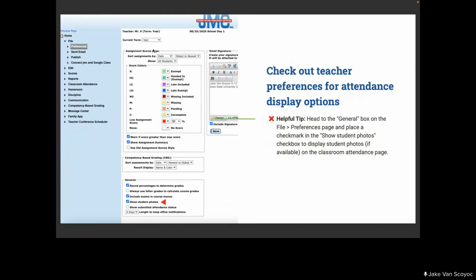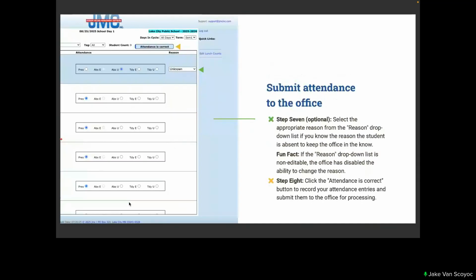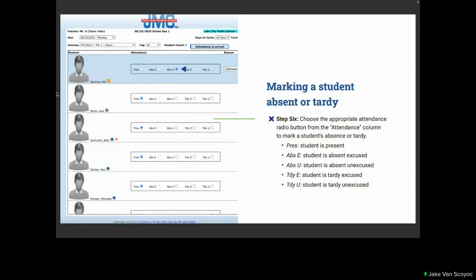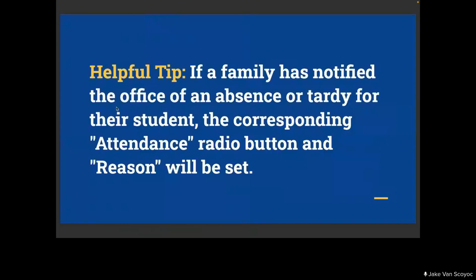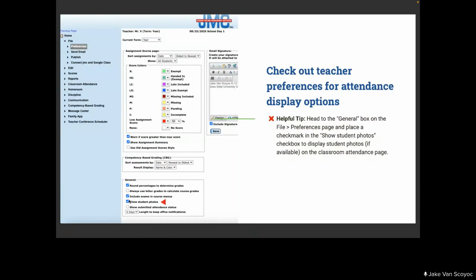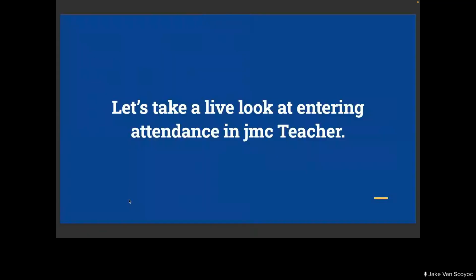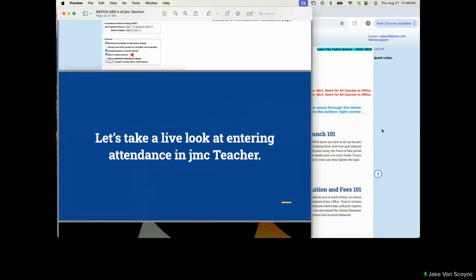If you want to show those student photos or get rid of those student photos under file preferences, all the way at the bottom here in this general box, there's a checkbox to show student photos. If there's a check mark in there, you'll see the view that I just displayed on my screenshot over here. And if that is unchecked, you'll just see a list of your students. So let's take a live look at entering attendance in JMC Teacher.